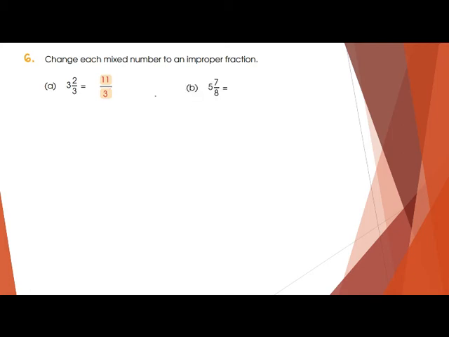Okay, now we have the B part. 8 5s are, you have to simply multiply this one. Whatever the value we have to multiply. Okay, 8 5s are 40. So I'm writing the 40 over here. And whatever the value is, you have to add with this one. Okay, 40 plus 7, it will be 47 upon 8. This is the improper fraction.